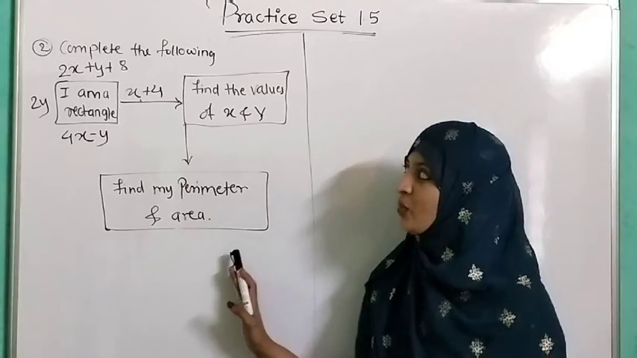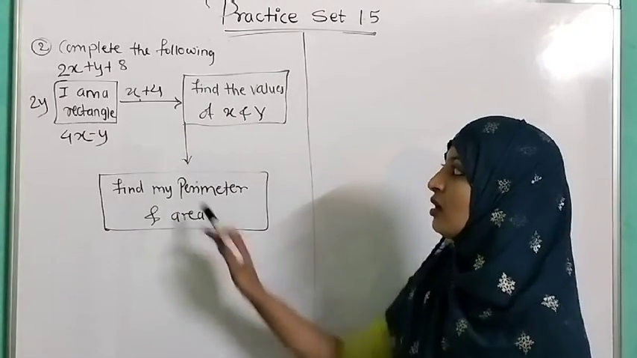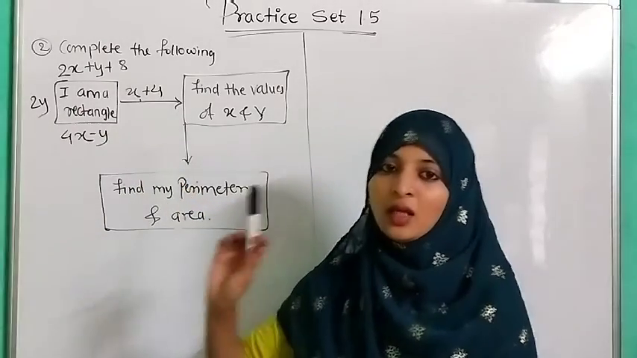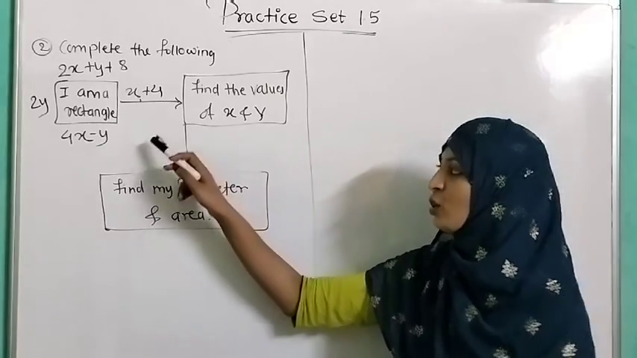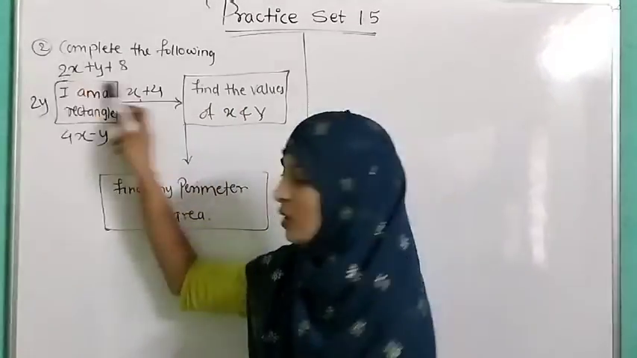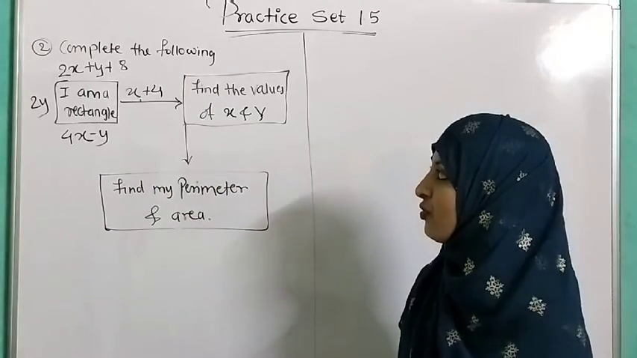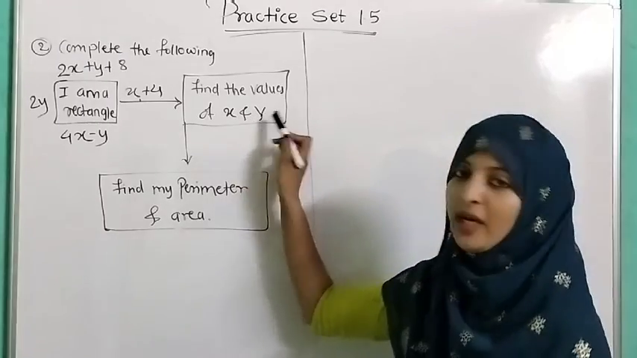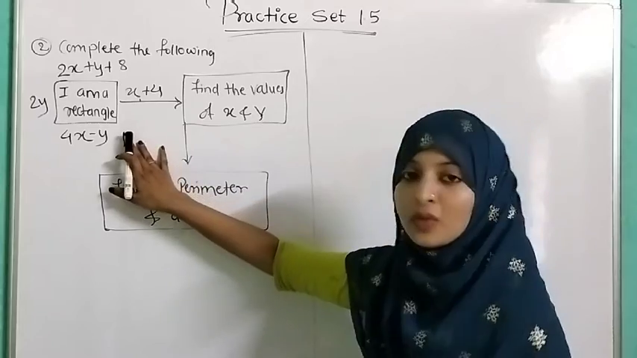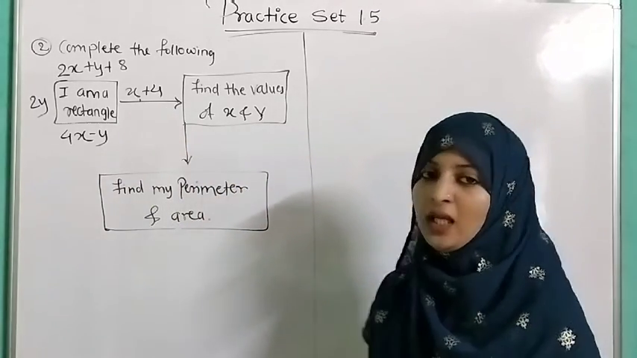Now, the second question is an activity. Complete the following. They have given an activity that is: I am a rectangle, and they have given my sides in equation form. Find the values of x and y, which are in equation form, and find my perimeter and area. So first of all, we have to find the values of x and y, and then we are going to substitute the values of x and y in the sides, and find the perimeter and area.